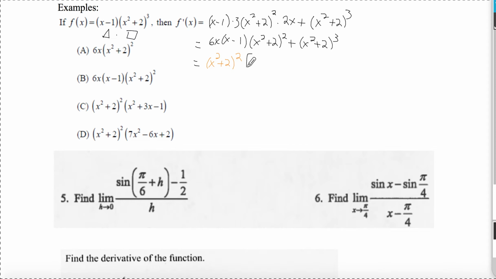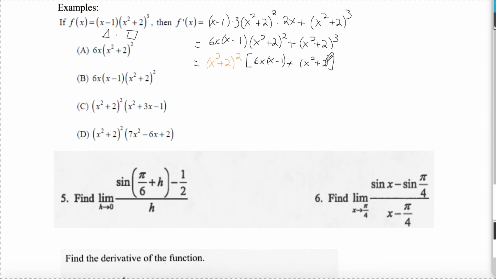I'm going to have 6x, because that's not been touched, x minus 1. That's not been affected. I took out both of these x squared plus 2's. Plus, I took out 2 x squared plus 2's, but I'll leave one more over there, x squared plus 2.